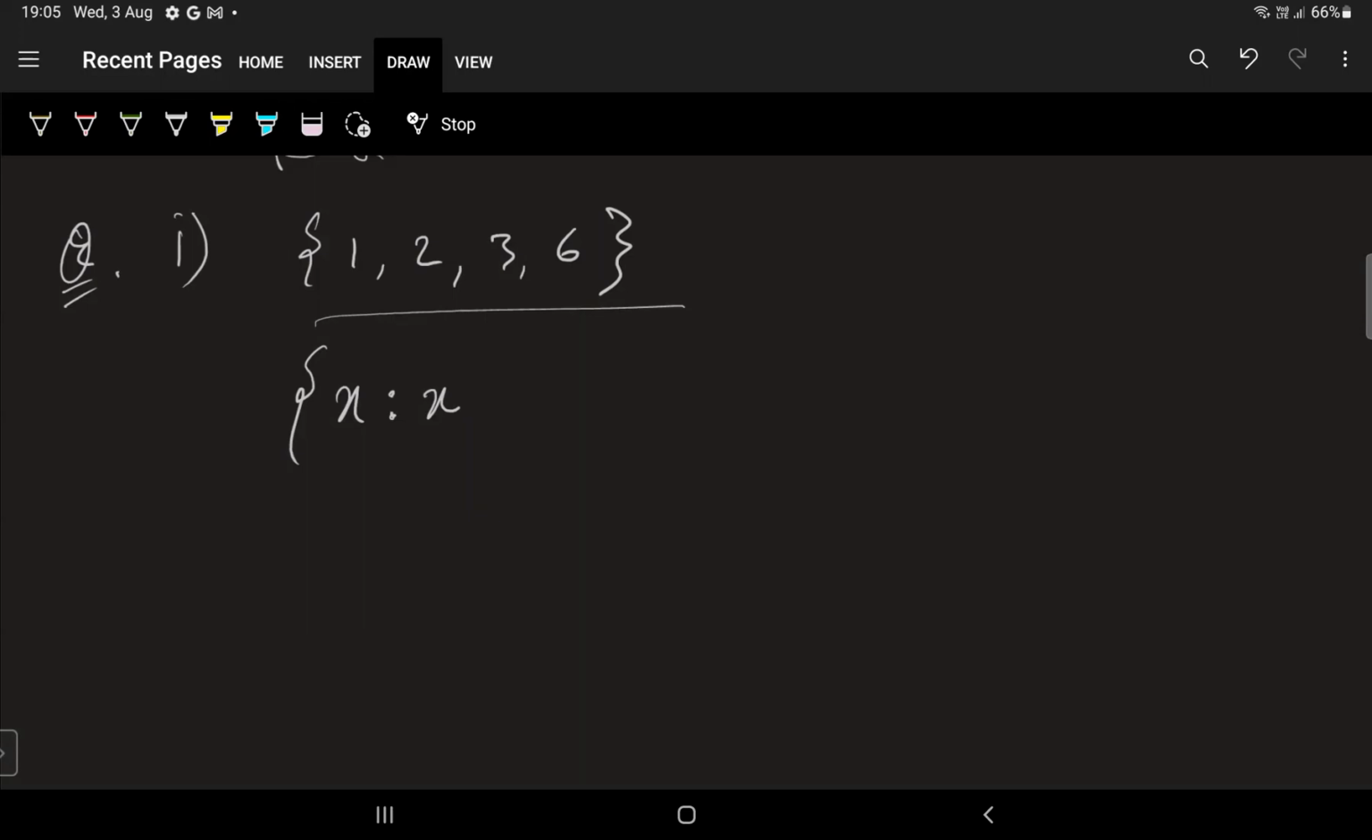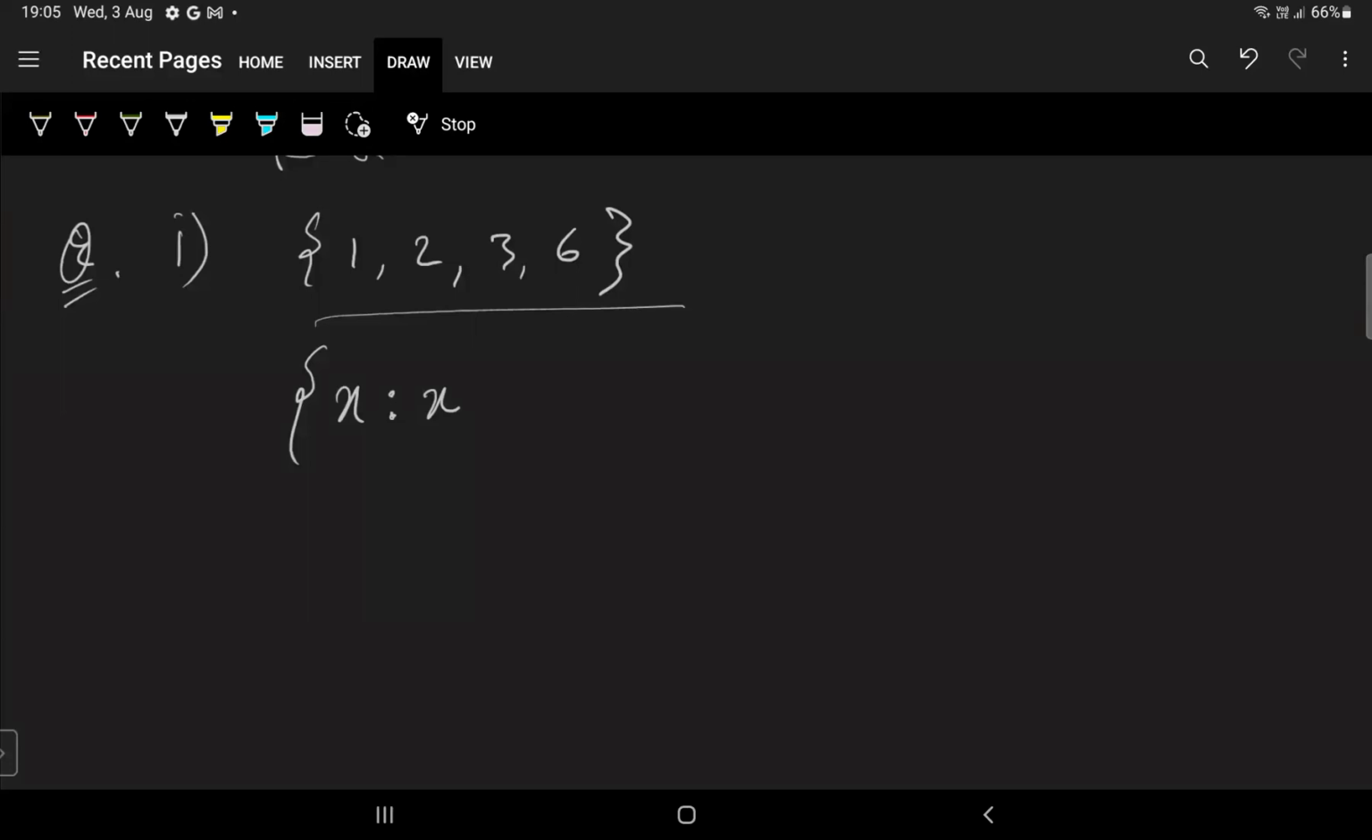No, a divisor of 6. It will be a divisor of 6. Then it will be correct. Means all these numbers can differ. These are all natural numbers, right? And they can divide 6 and you'll get a whole number. That's what we call a complete divisor, right? So that's how we can write a statement in set builder form.